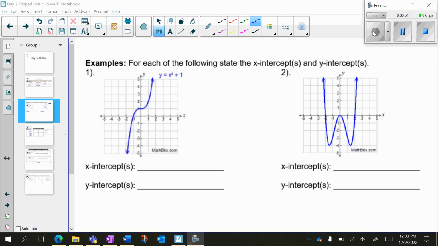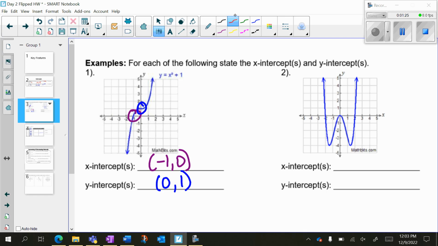Let's look at the following examples. For each of the following, state the x-intercepts and y-intercepts. So for number 1, we're looking for the x-intercepts. We're looking for where the graph touches or crosses the x-axis. So right here at -1, 0. The y-intercept is where it crosses the y-axis, right here at 0, 1. Pause the video now and try number 2.